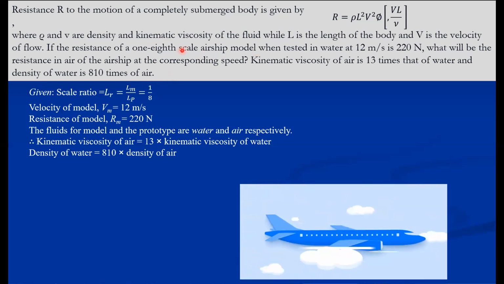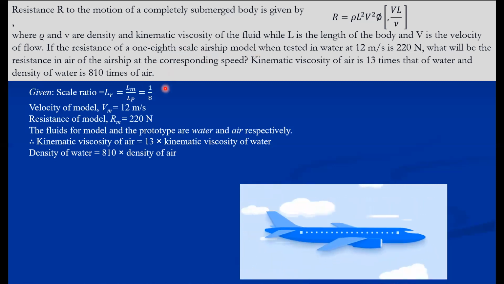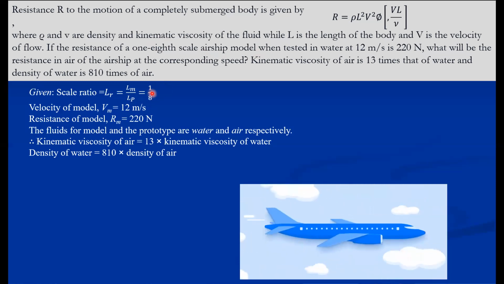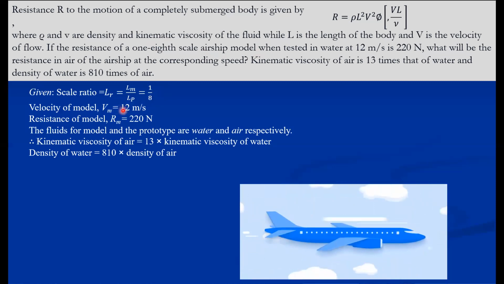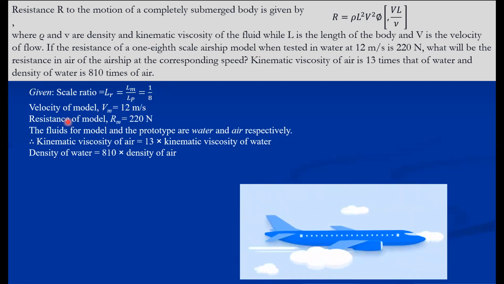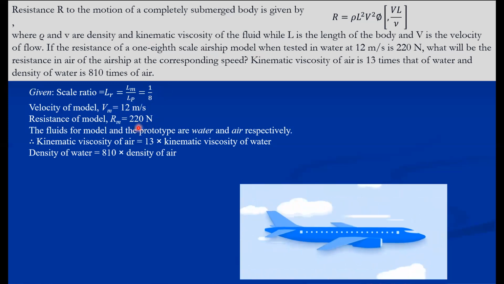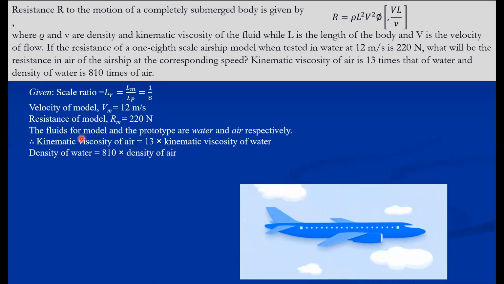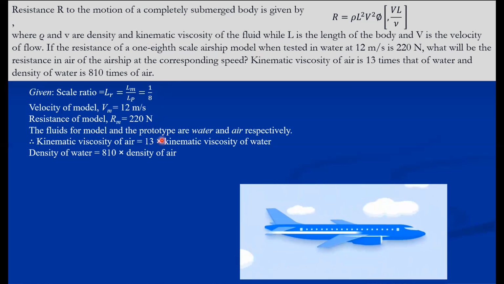So always this 1/8 means LM by LP, if LM is 1, LP is 8. So the ratio LM by LP is given. Velocity of the model is given, 12 meter per second. Resistance of the model is given, Rm is 220 Newton. The fluids for model and prototype are different.